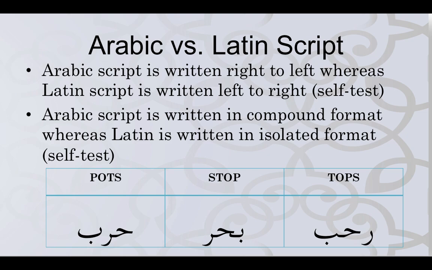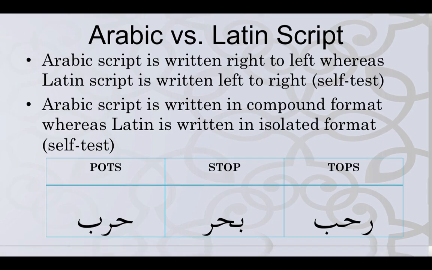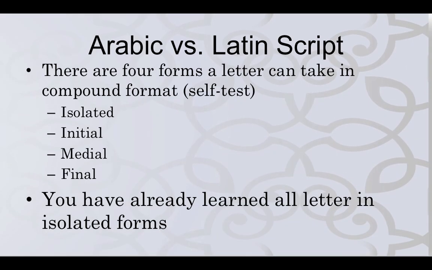That Arabic script is written in compound format, and this is what is meant by compound format: that letters can take 4 distinct forms. And those forms are as follows. In the compound format, they can be written in the isolated format, in the initial format, in the medial format, or in the final form. Which means that a letter can be written 4 different ways.